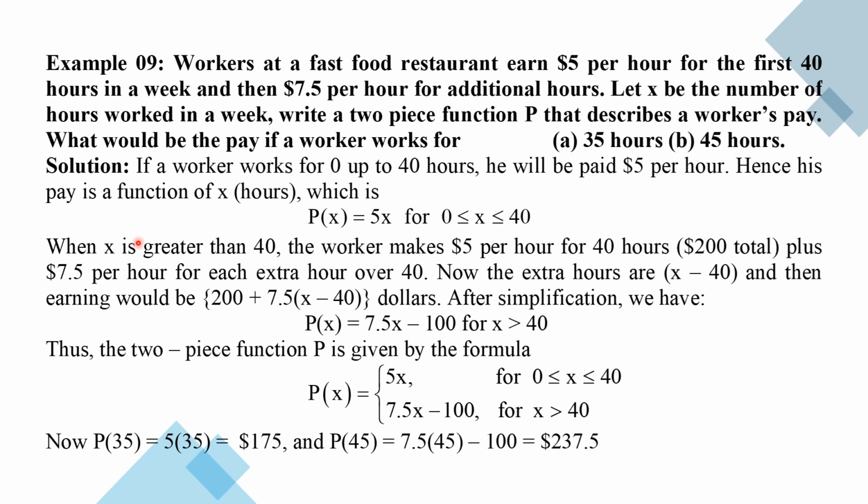Now find what would be paid for 35 hours. In fact, 35 hours belongs to that domain, so we use just 5 times 35, which is $175. Find for 45 hours. We have x greater than 40, so 7.5x minus 100, where x is 45. After simplification, we have $237.50.